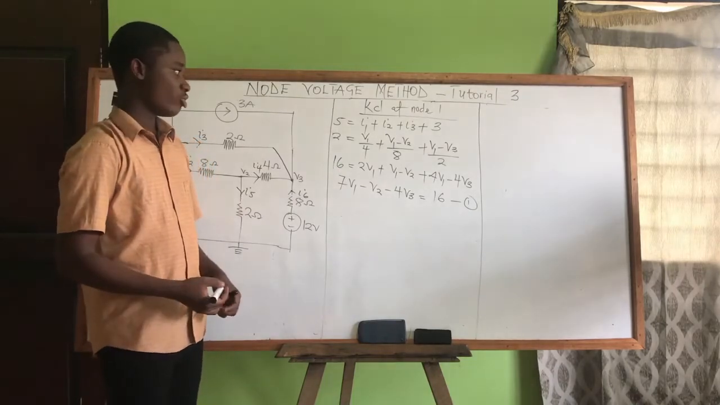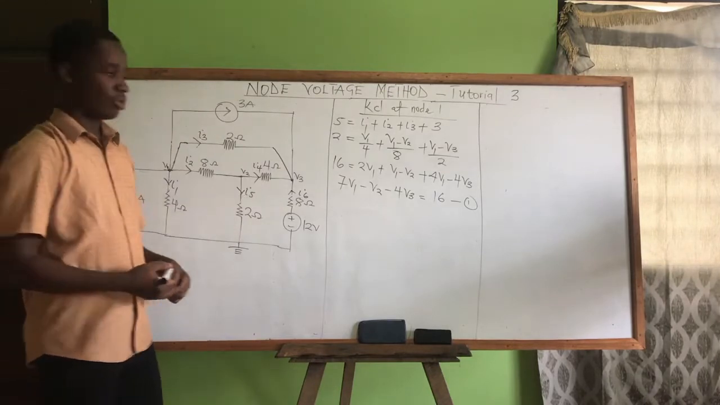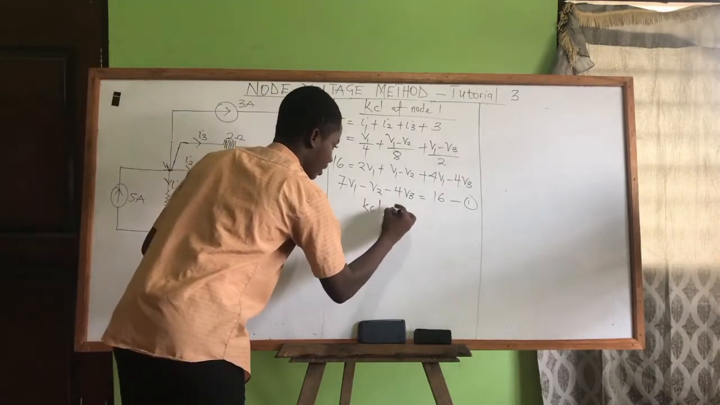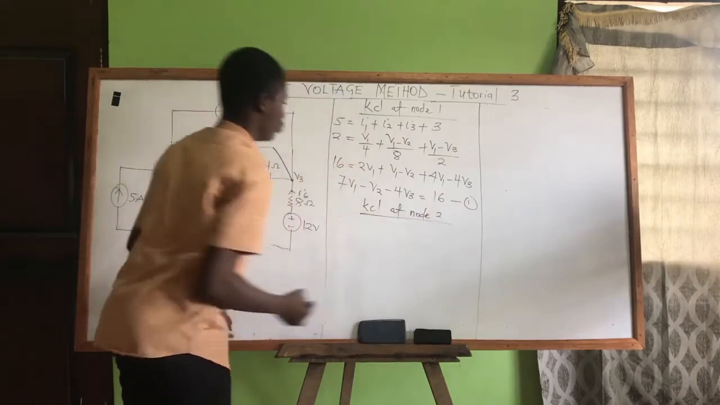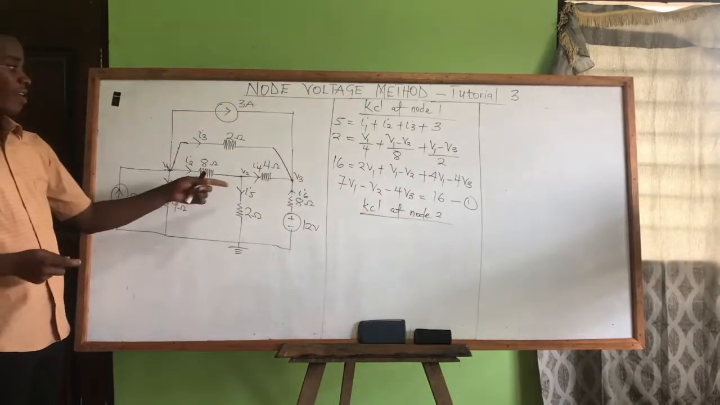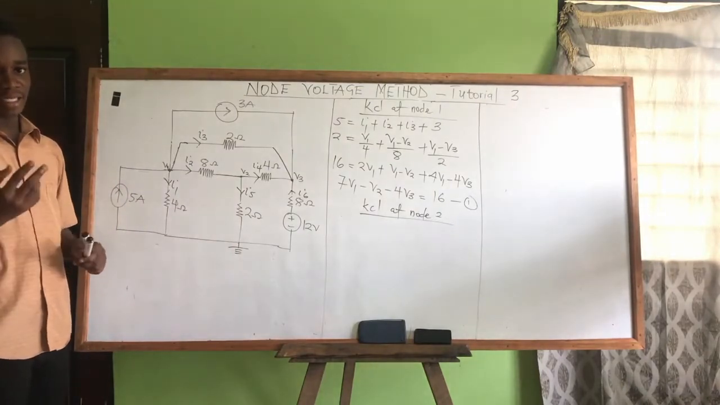So the next thing is to write the KCL at the next node. So KCL at node 2. At node 2, how many branches are making up that node? We have 3. It means we need to get 3 currents.